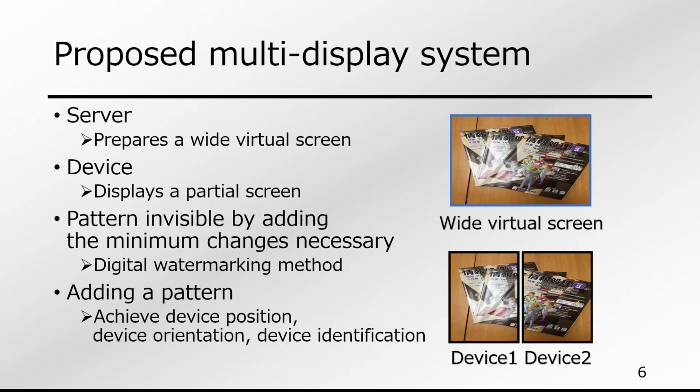We propose improved usability by making the pattern invisible to humans. Our method is a digital watermarking method that makes the pattern invisible by adding a minimal change necessary for device detection on the device display screen. By adding a pattern, we can achieve device position detection, orientation detection, and device identification.